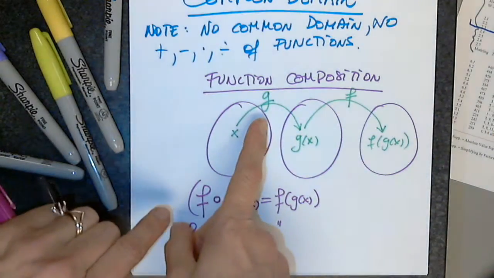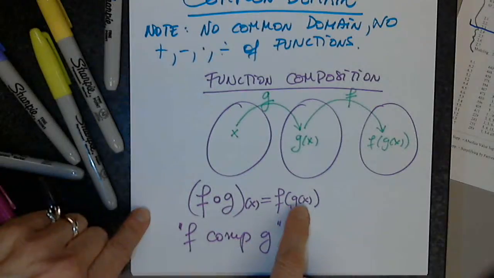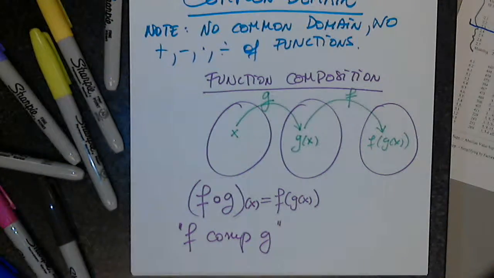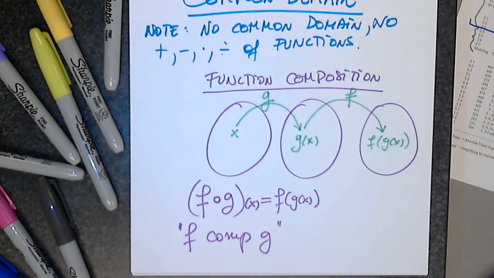F comp g. Notice that I applied g first to x. That's why g is the closest to x. And then f is outside. And I can create the vice versa. G comp f. I can create g comp g. I can create f comp f. And I can go on forever.